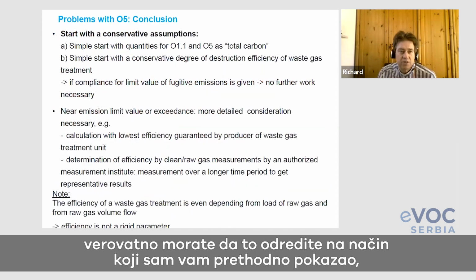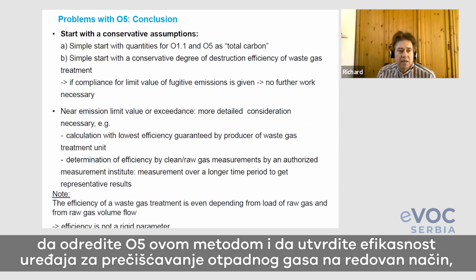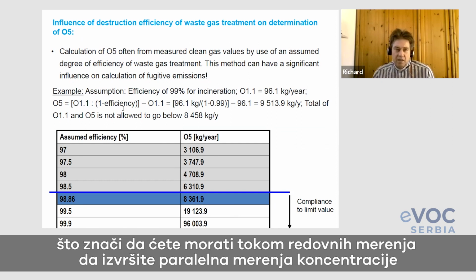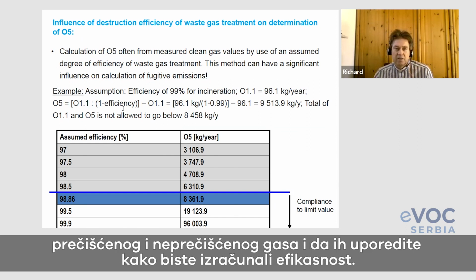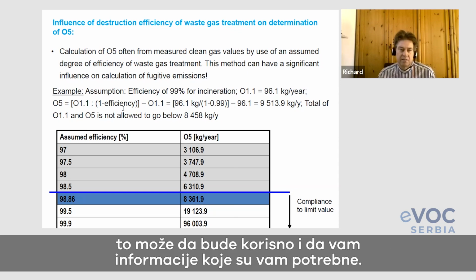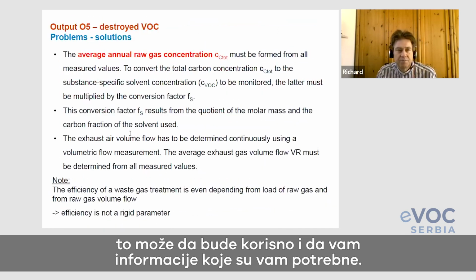you must do the way I have shown you before. You must calculate here 0.5 by that method, and that means you must determine the efficiency of the waste gas abatement regularly. So during the normal measurements, you must do parallel measurements for the clean gas and the crude gas, and you compare it, and then you know what the efficiency was. So if you do this every 3 years or every year, I don't know, then that can be useful and give you the necessary information.